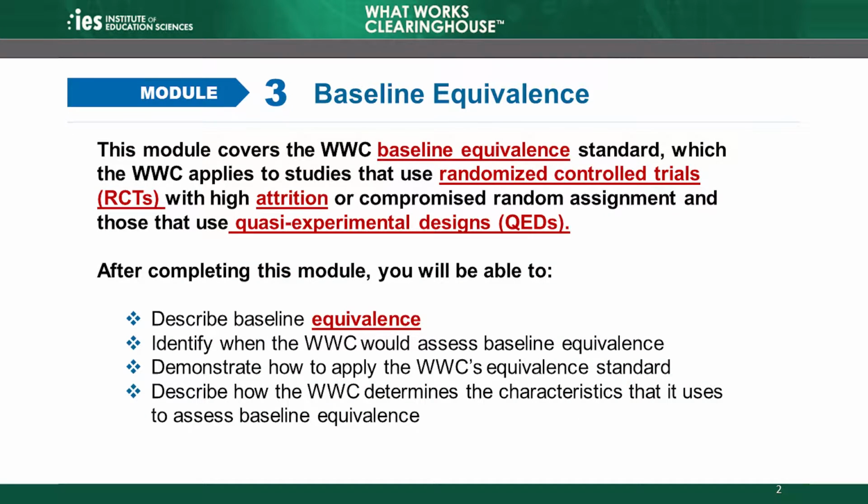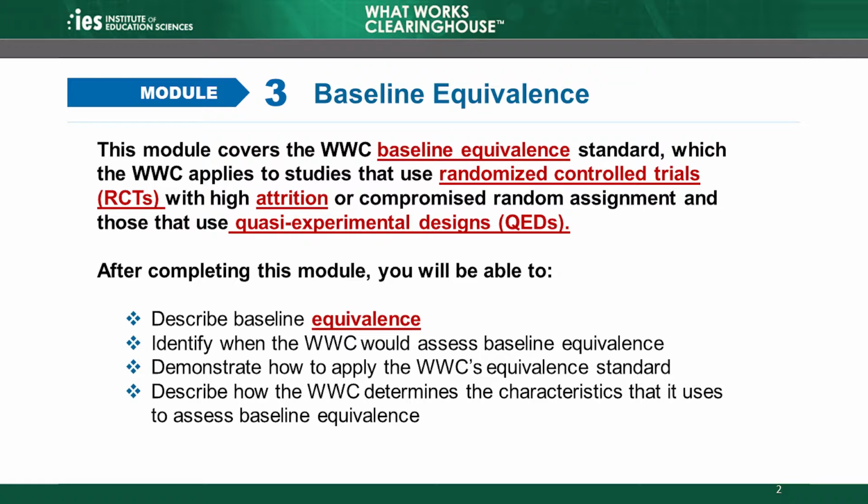The WWC uses the Baseline Equivalence Standard to determine whether the intervention and comparison groups in a study were similar before the start of an intervention. This is important because establishing equivalence between the two groups at baseline gives us more confidence that any differences in measured outcomes between the two groups were caused by the intervention.